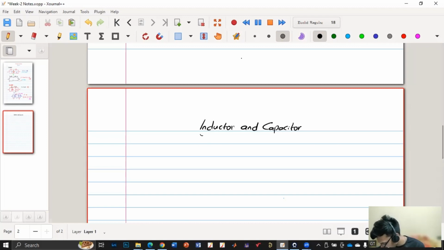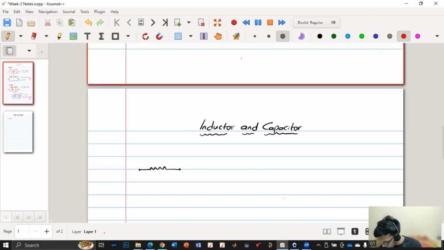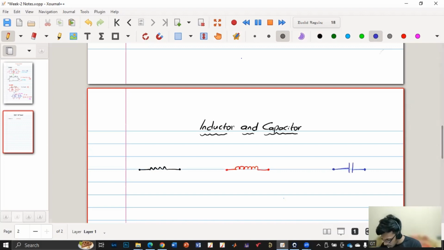So before we directly go into the problems, I just wanted to revise the relation between voltage and current in the inductor and capacitor, and how it is different from resistor. Just a few minutes we'll spend here before we go into the problem solving session. So say I am considering resistor, inductor, and then capacitor. So this is R, this is L, and this is C.